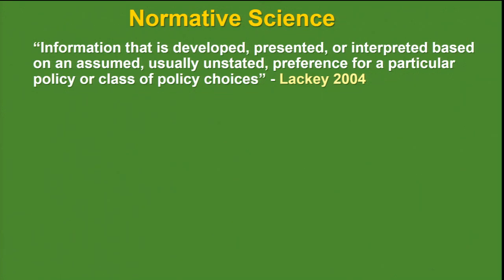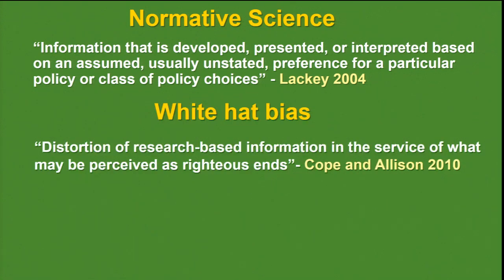And out of this came this whole thing about white hat bias, because there seems to be this easily acceptable idea that, yeah, we have bias, but you know what? It's usually the business sector. It's not the rest of us. But then white hat bias was described as a distortion of the information based on a perceived, well, we really have a righteous goal at the end or something like that. And this really came out of the child obesity work back in 2010.